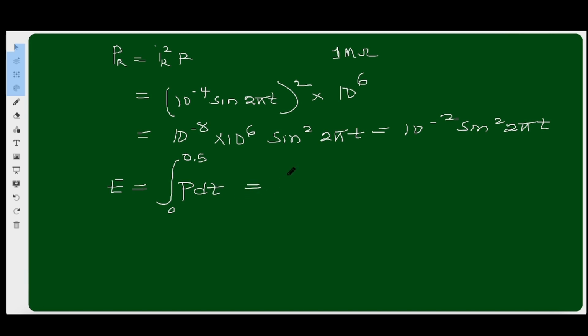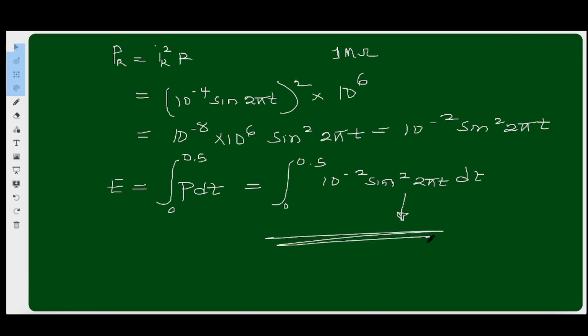So what do we have? That's from 0 to 0.5 of 10 raised to the power minus 2 sine squared 2 pi t dt. You can choose to integrate this, that is, you have to convert this using trigonometric identities and solve for it. I give this to you as a challenge. Solve this. It is very, very simple to calculate.